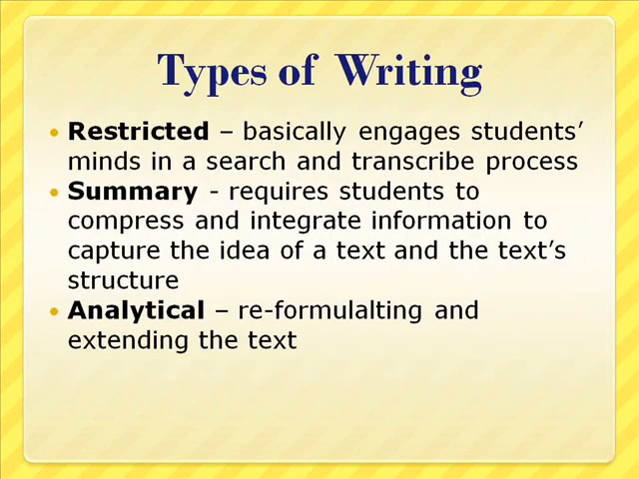There are 3 main types of writing: restricted, summary, and analytical. Restricted writing usually engages students' minds in a basic search and transcribe process. It is exemplified by answering a set of questions focused on comprehension of a text. Summary writing requires students to compress and integrate information to capture the idea of a text and the text structure. Both restricted and summary writing can prepare students for more complex tasks. Analytical writing engages students in reformulating and extending the text.